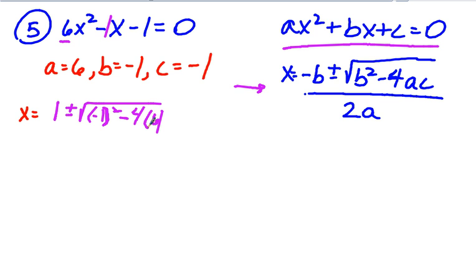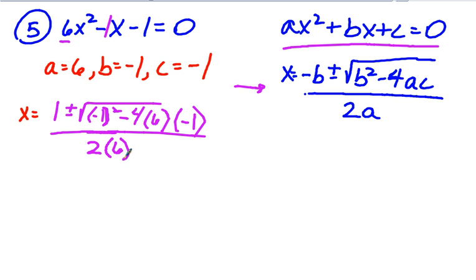Oh, that is not doing what I want it to do at all. All right, let me slow down. All right, minus 4 times A times C, which is -1, all over 2 times A, which is 6.